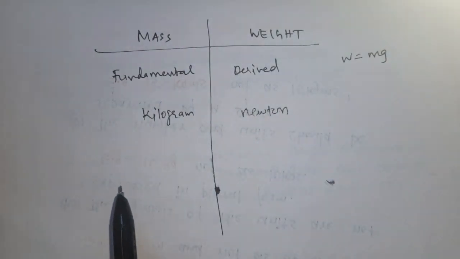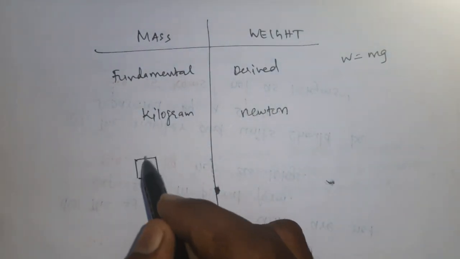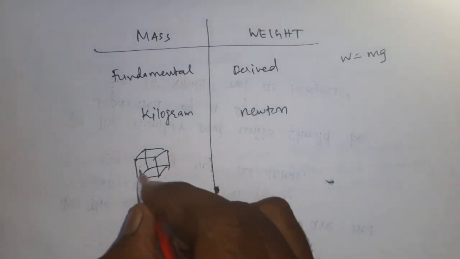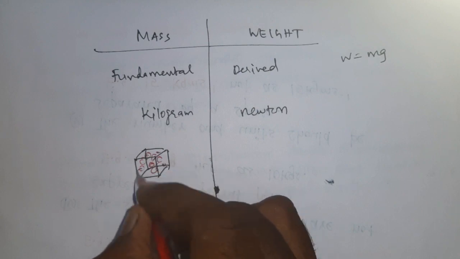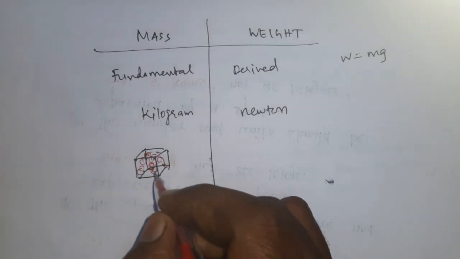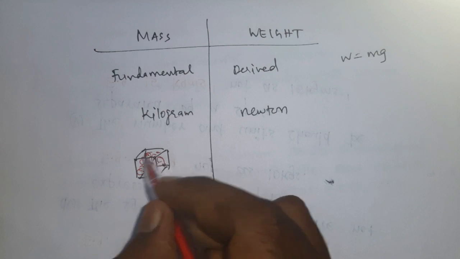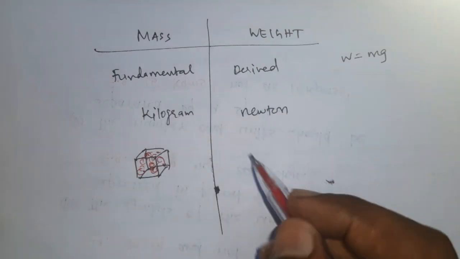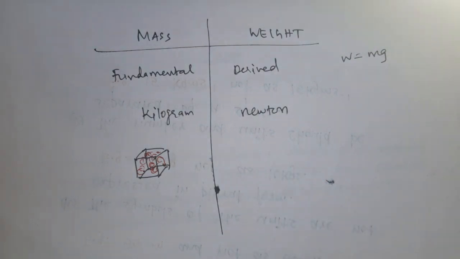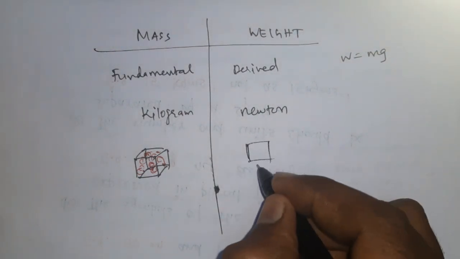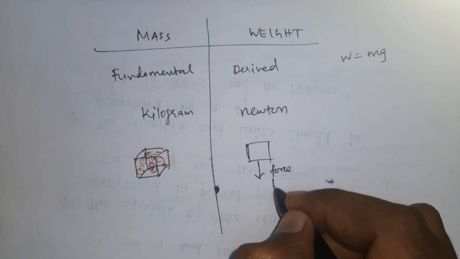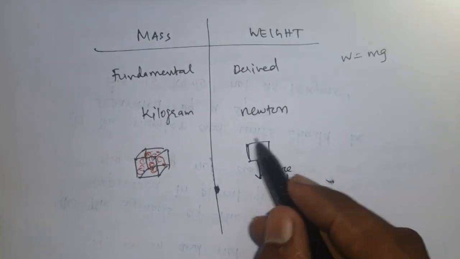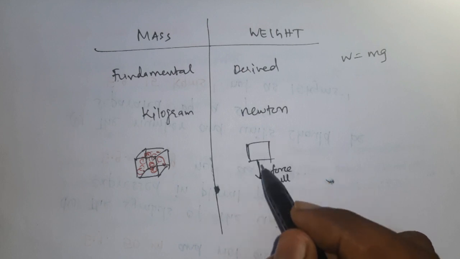Mass is nothing but the amount of substance or matter contained in a body. This matter may be solid or liquid or gas. So it is the amount of matter contained in a body. Weight is nothing but the gravitational pull exerted. Gravitational pull is nothing but force. So it is the gravitational pull towards the surface of the earth, the gravitational force exerted on the body.